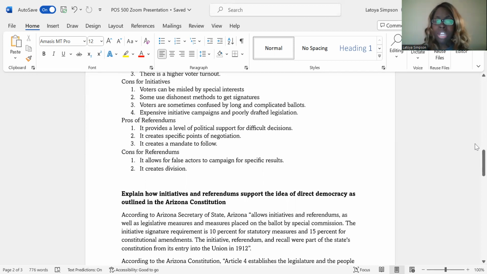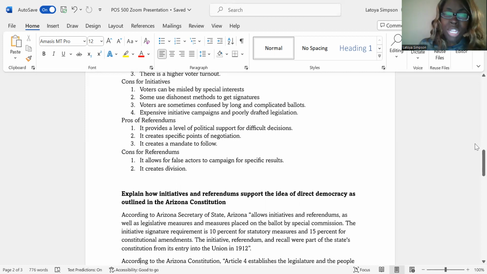The initiative, referendum, and recall were part of the state's constitution from the entry into the Union in 1912. So this was a part of the process. Initiatives and referendums were included in the original state constitution of Arizona, which was recognized when Arizona became a state under President Taft in 1912.